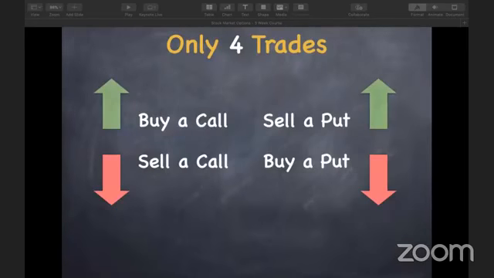There are only 4 trades, right? You can either buy a call or sell a call. You could buy a put or sell a put. And people make money whether the stock goes up, goes down, or ranges sideways, because there are only 4 trades and you can put them together in any combination to meet your strategy.